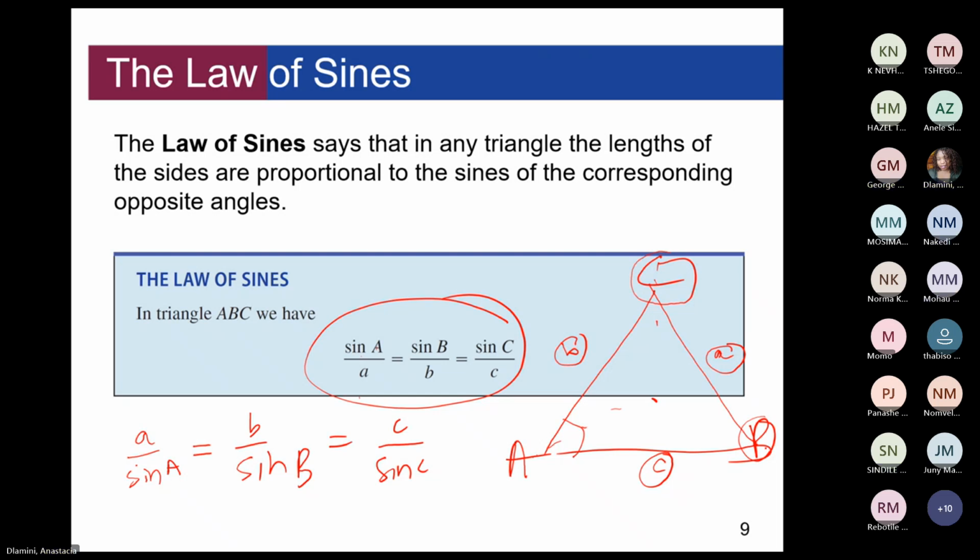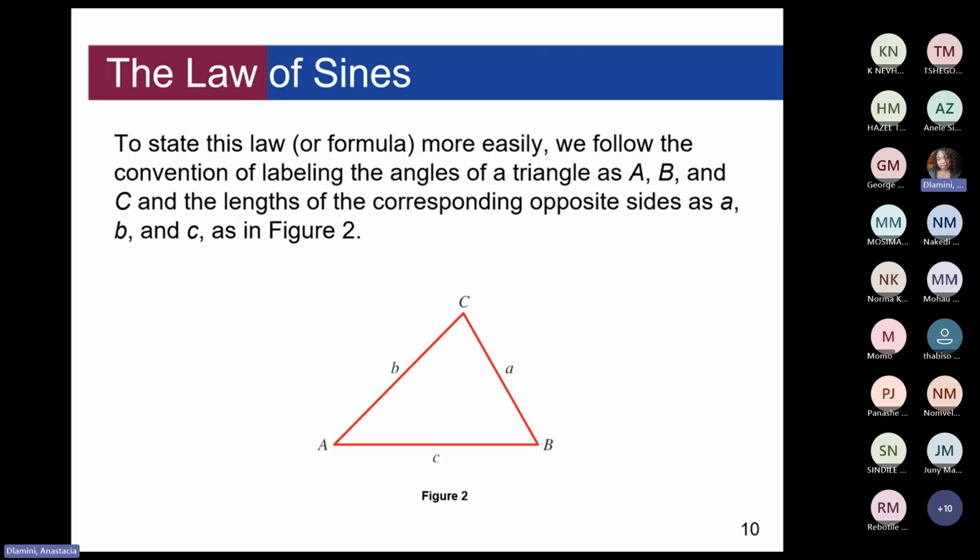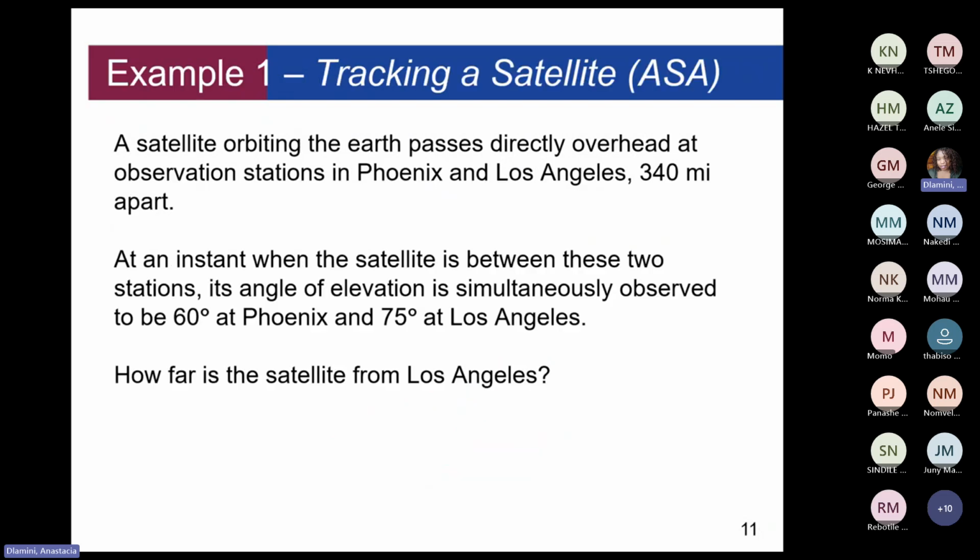Now, to state this law more easily, we follow the convention of labeling the angles of a triangle as A, B, and C, and the lengths of the corresponding opposite sides as a, b, and c. Okay, we spoke about that. And then we go straight to a question. Okay, let's do the question then. We'll go straight to an example.